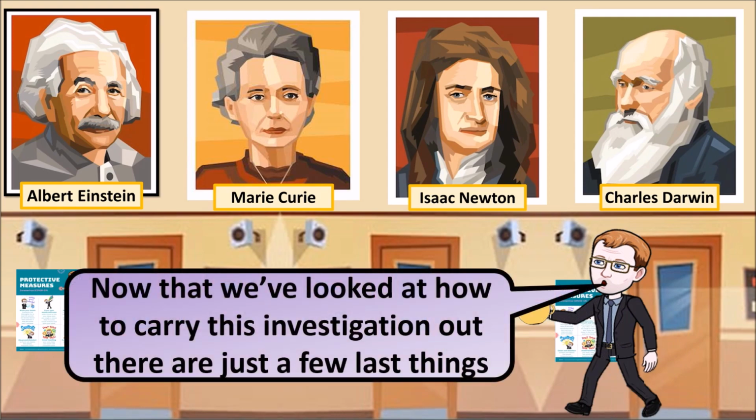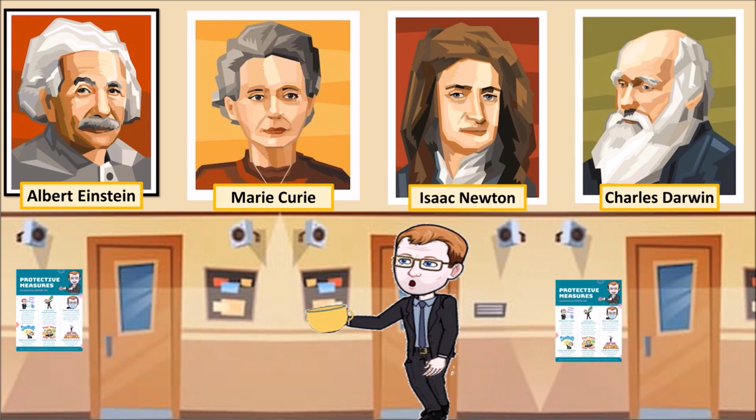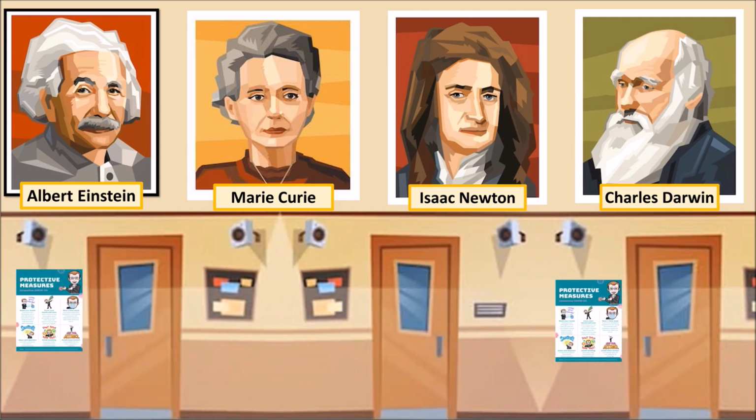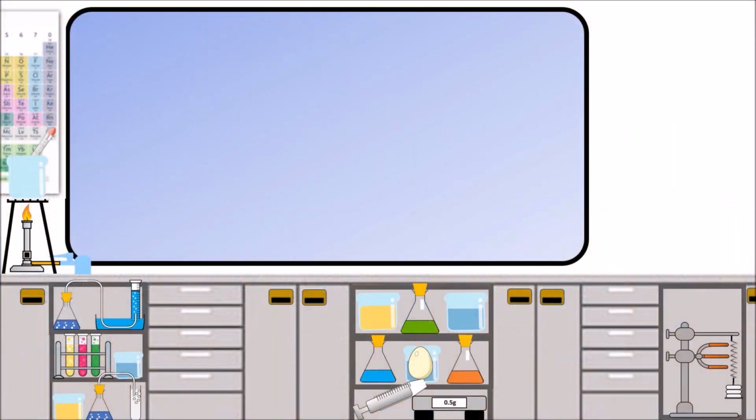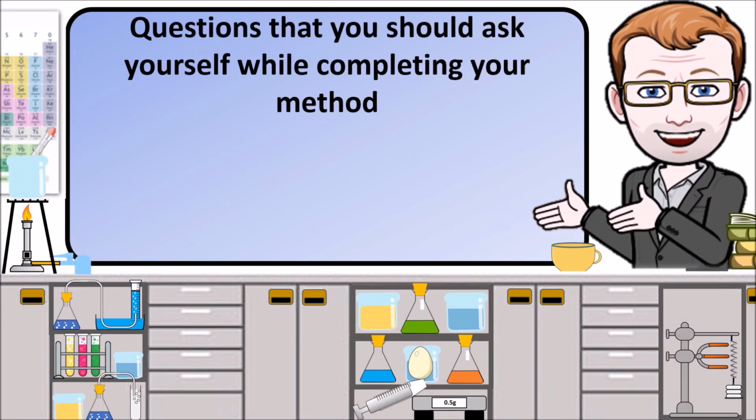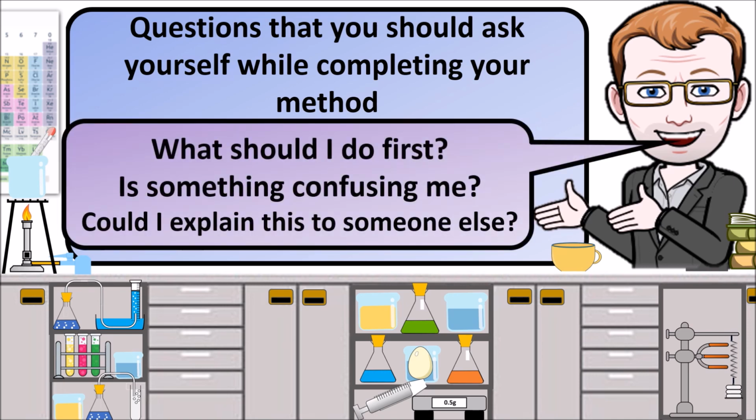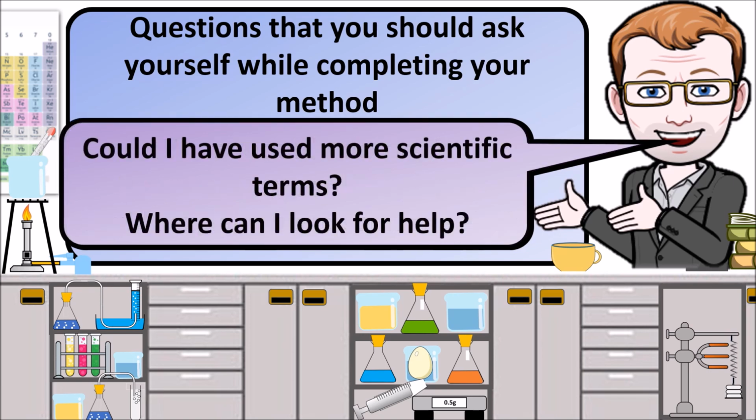So now that we've looked at how to carry out the investigation, there are just a few last things to think about. There are a few questions that you should ask yourself when completing your method. So what thing should you do first? Is there something confusing you? And if there is, where could you look for some help? Could you explain your method to somebody else? So does it make sense?